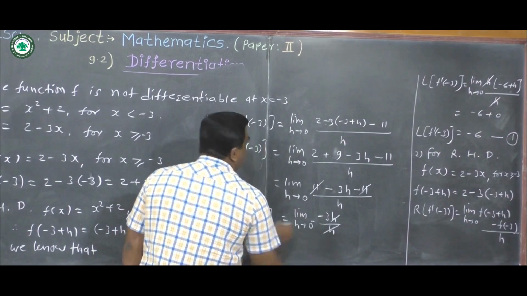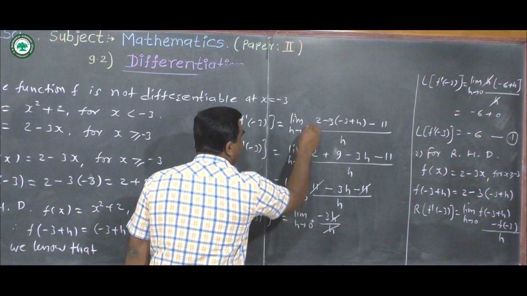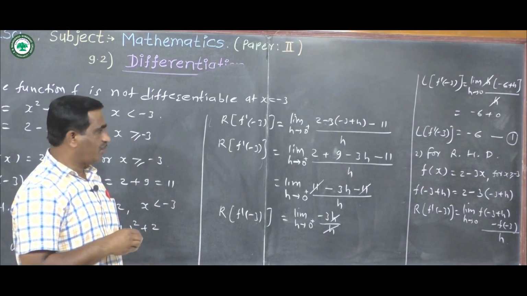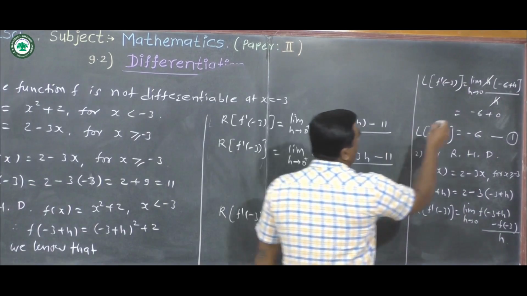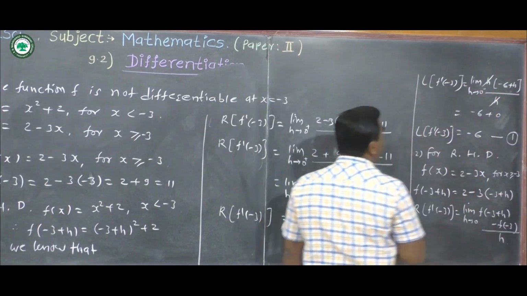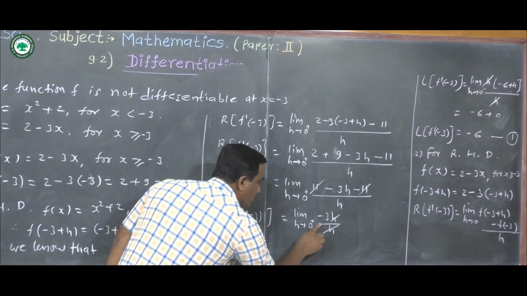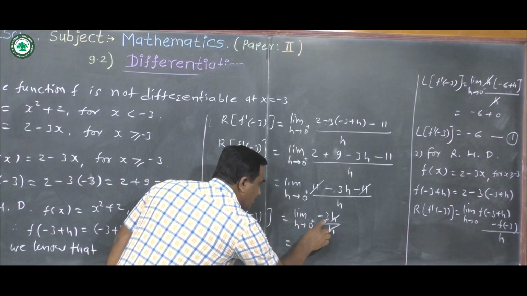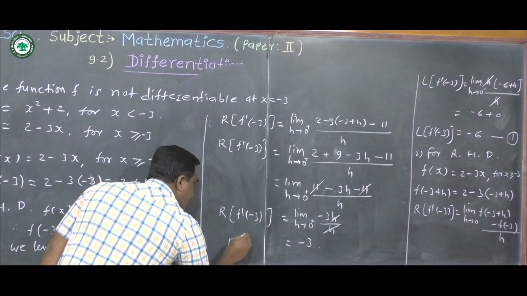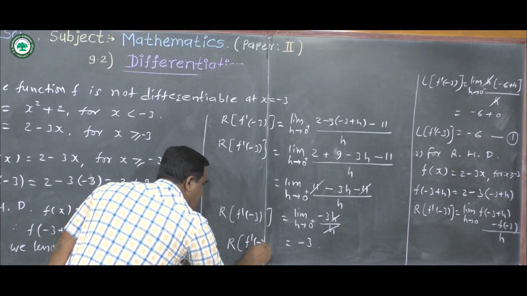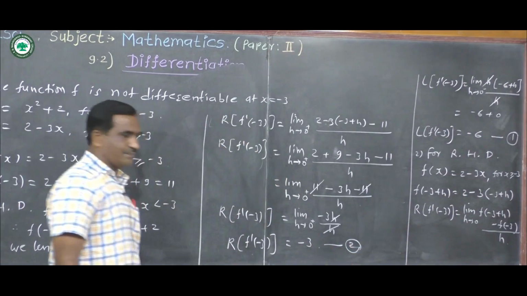Now here is the right hand derivative. We can write here a plus sign everywhere: h tends to 0 from right, and here h tends to 0 from left. Now here we get limit h tends to 0 from right. This is a constant term. Limit of a constant term is the constant, minus 3. That is, we get R f dash of minus 3 is equal to minus 3. Say this is equation number 2.